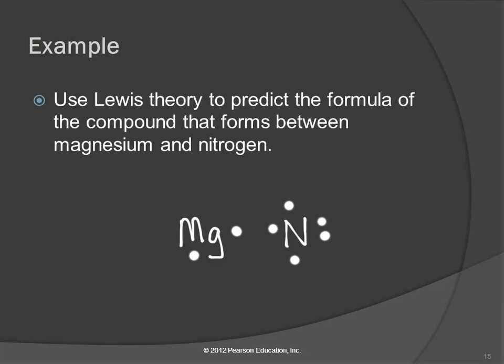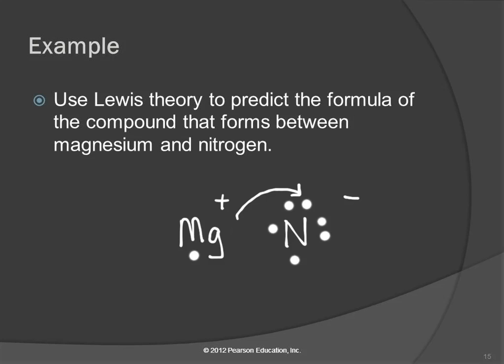1, 2, 3, 4, 5. So what's going to happen here? The magnesium says, hey, you need some electrons. Here, take this one. It's like, okay, well, that's great. Now we got a +1 charge here and a -1 charge here. But neither of them's happy yet.